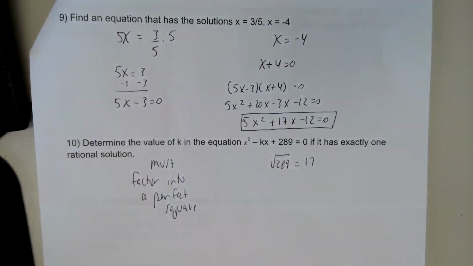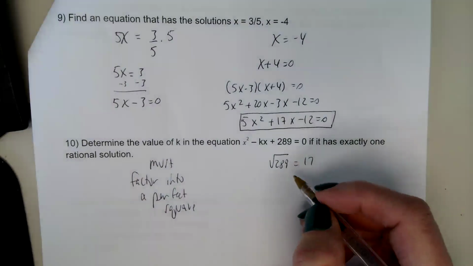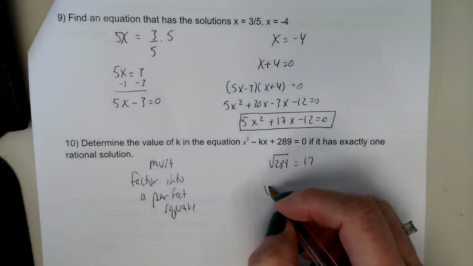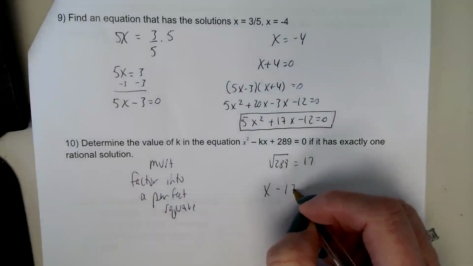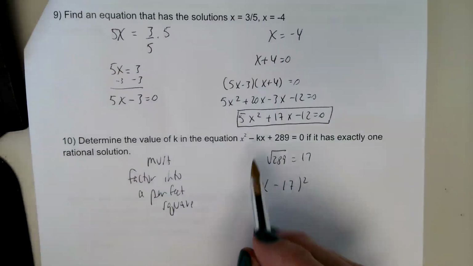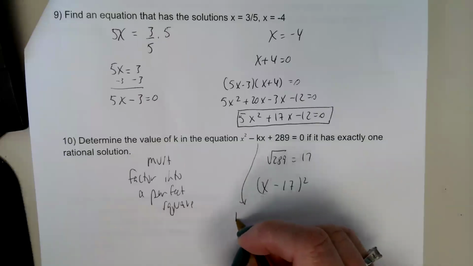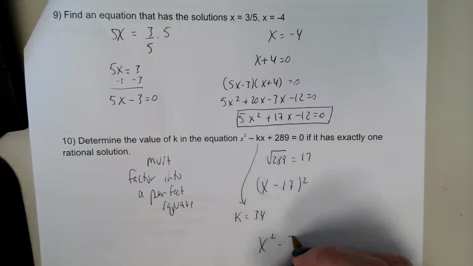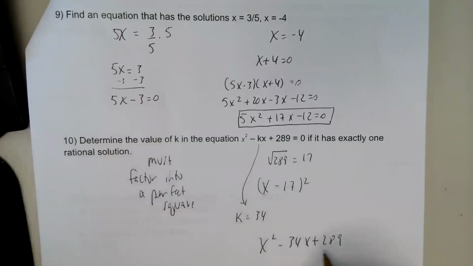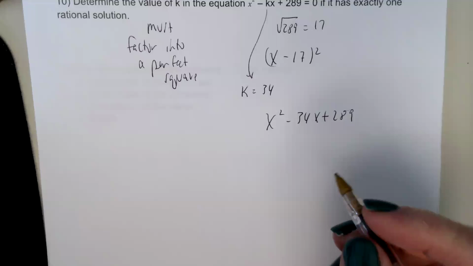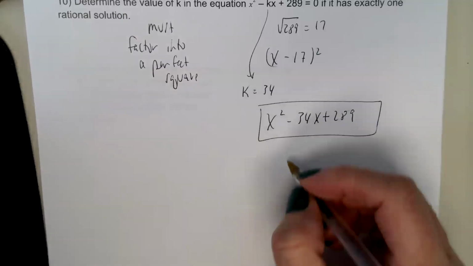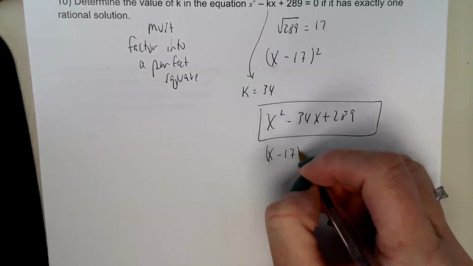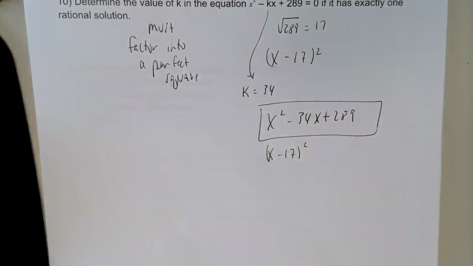And so this would be x minus 17 squared. And so this k must be 34. So this would be x squared minus 34x plus 289, because it factors into x minus 17 squared. Pretty cool.